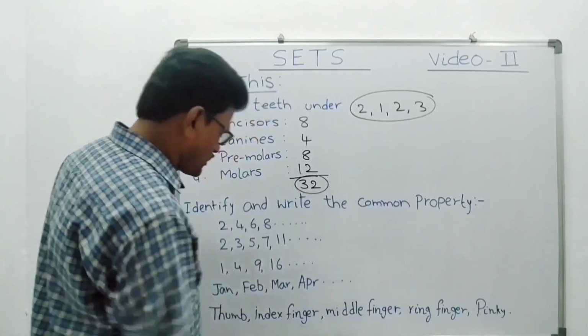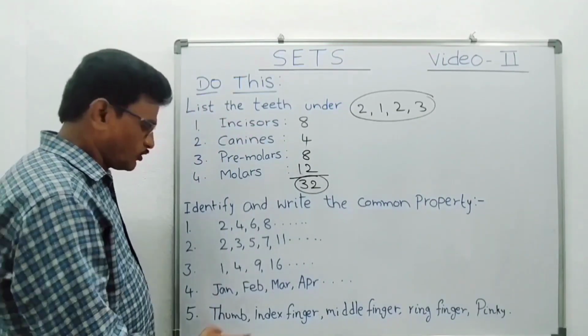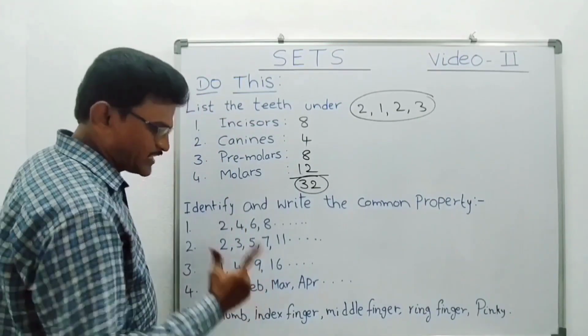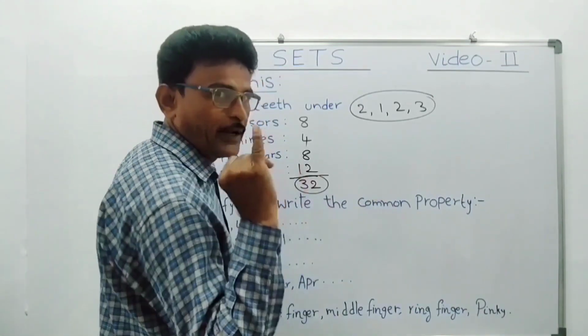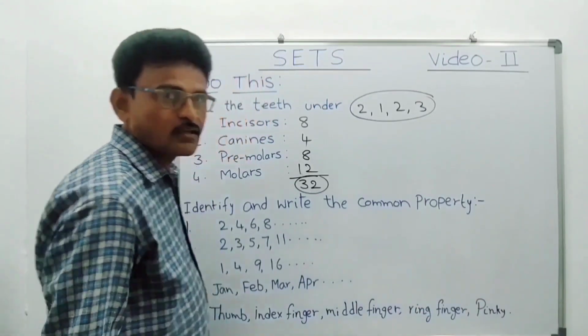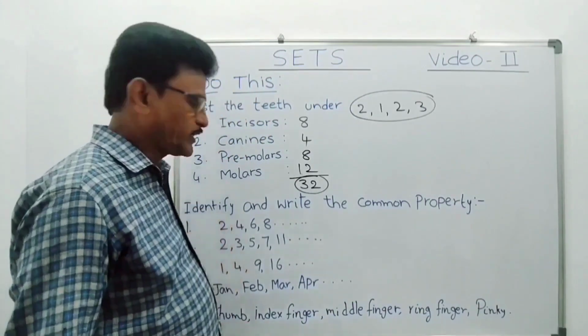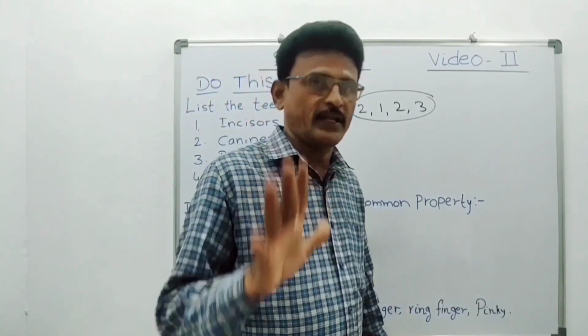So what is the set? Months of year. Now, thumb, index finger, middle finger, ring finger, pinky. So what are these? Fingers of human being. Okay? Fingers of human being. Right.